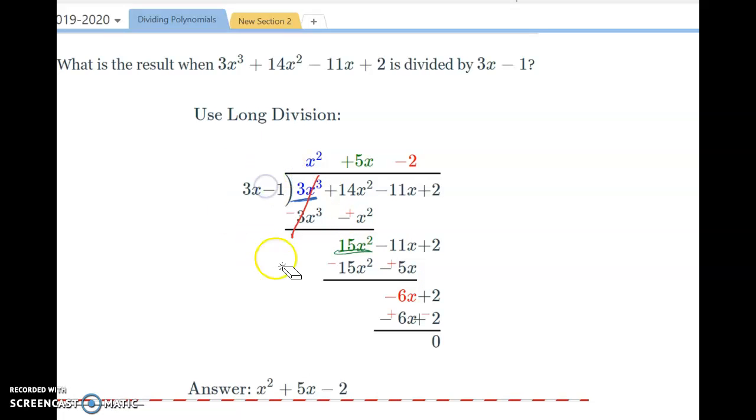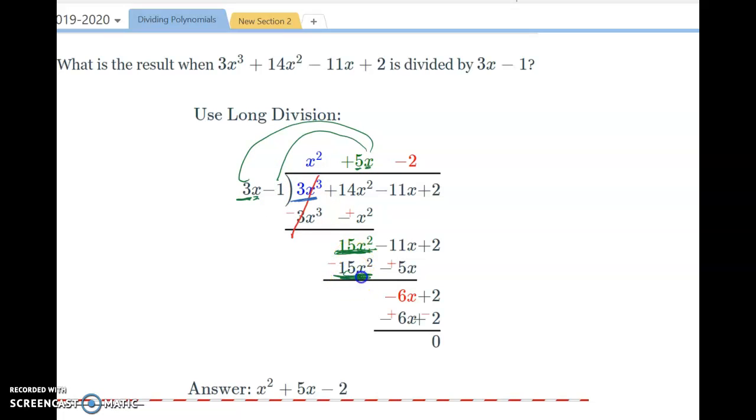So now instead of asking what we have to multiply by to get 3x cubed, we're asking what we have to multiply by to get 15x squared. So 3 times 5 will give me the 15, so that's how I get the 5 right here. And x times x will give me x squared. So again, I distribute this to both of them. I'm multiplying it to both of them, and that's what I'm writing here.